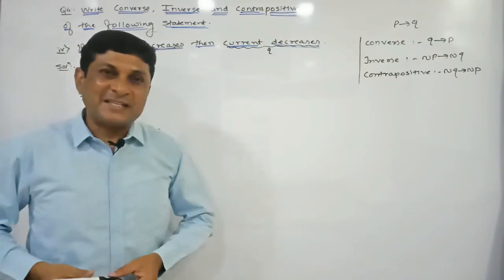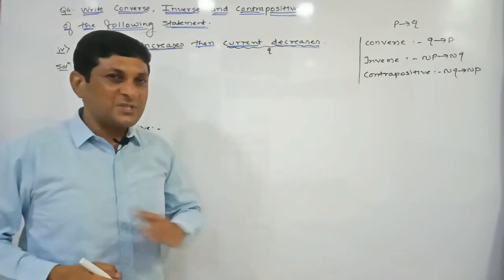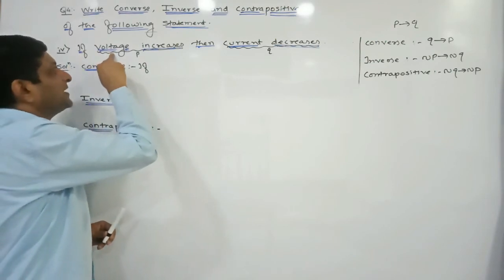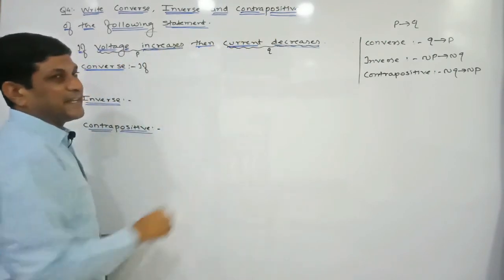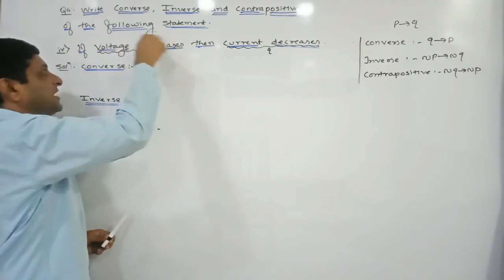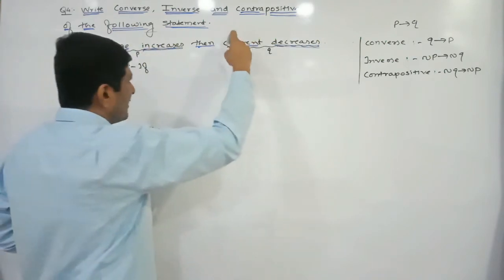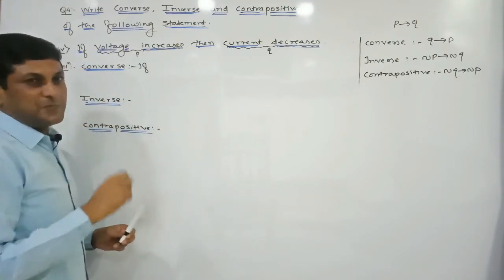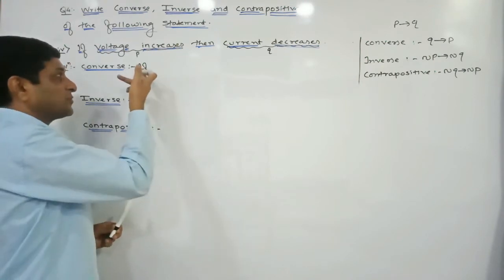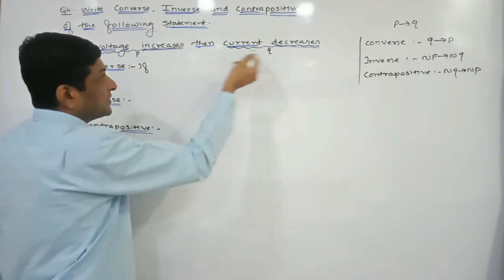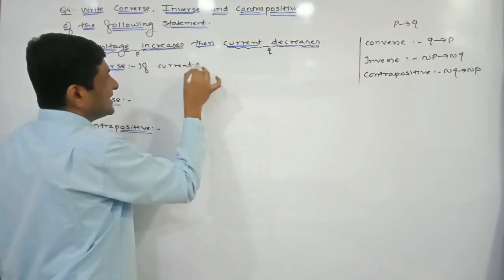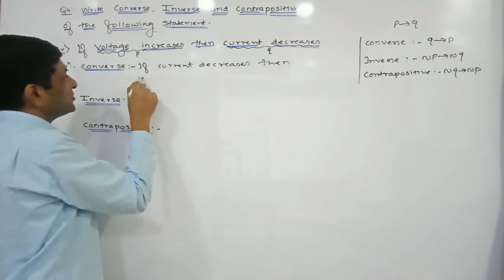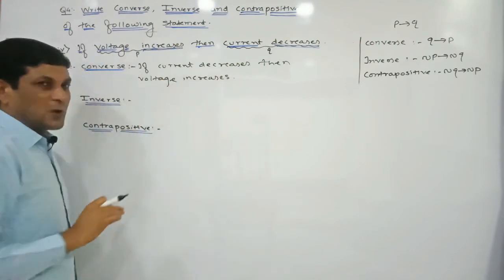Now see the last example, number 4 from this question, and the last example from this exercise also. So here what is the statement? If voltage increases, then current decreases. Here the part after if we are considering as P, and the part after then we are considering as Q. Now to find out converse. Converse means Q implies P. Means conditional statement is there, so we have to start with if Q. Q means current decreases, then P means voltage increases. In this way we have got the converse of this statement.